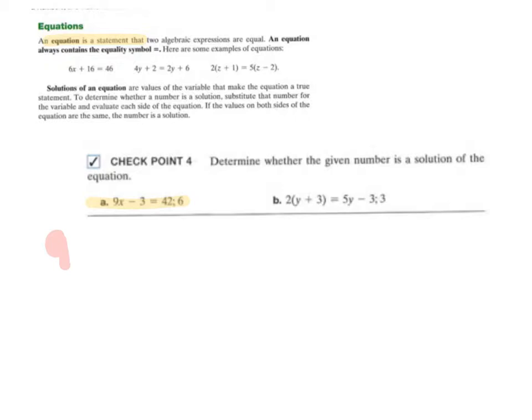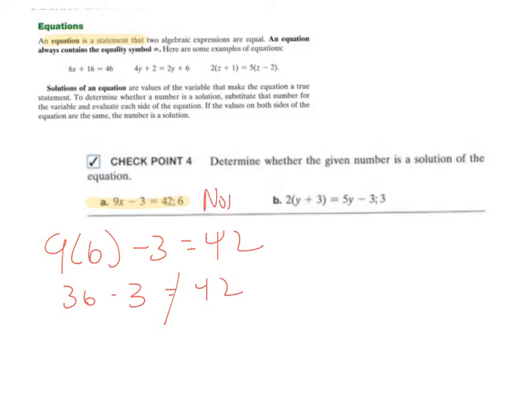Let's erase this. I'm going to substitute the 6 where the x goes, because that's what it says, substitute. And I'm going to see if this is true or not. So this is 36 minus 3. Does that equal 42? It does not equal, so 6 is not a solution. A solution is a value that works or makes the equation true.